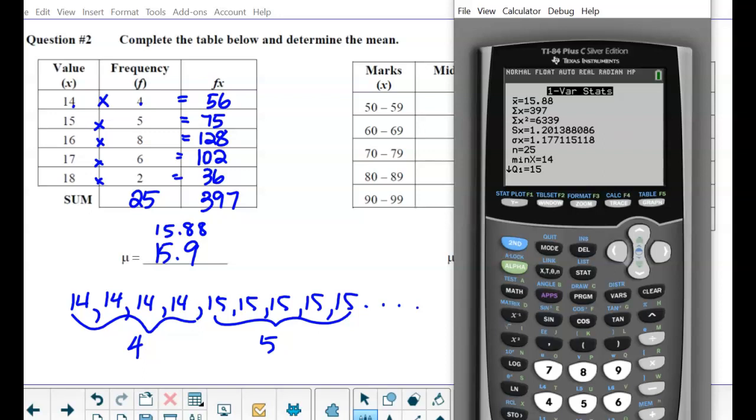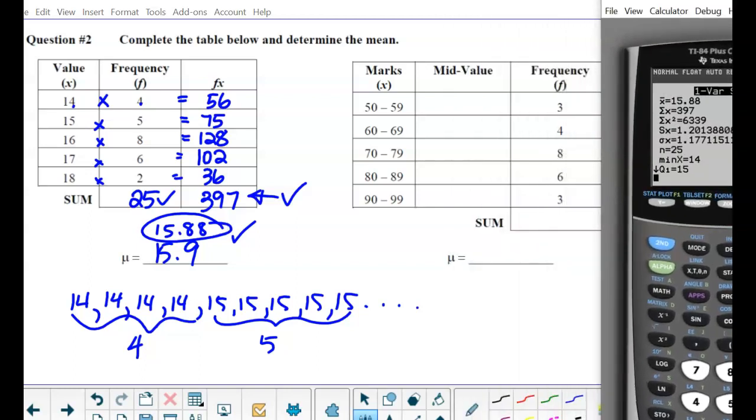And the first value, the mean, is 15.88. That's what we got. You can see n is 25. You can see the sum of the frequencies, 397, right there. Okay, so that tells you everything in your calculator. Okay, so next one.